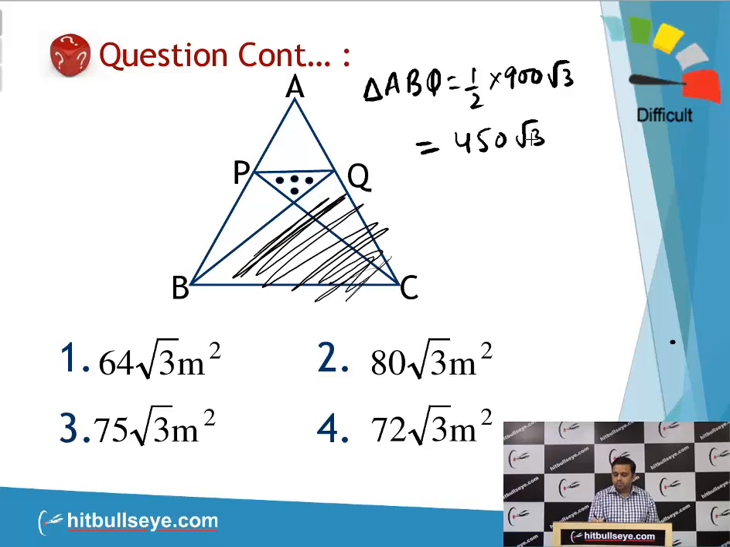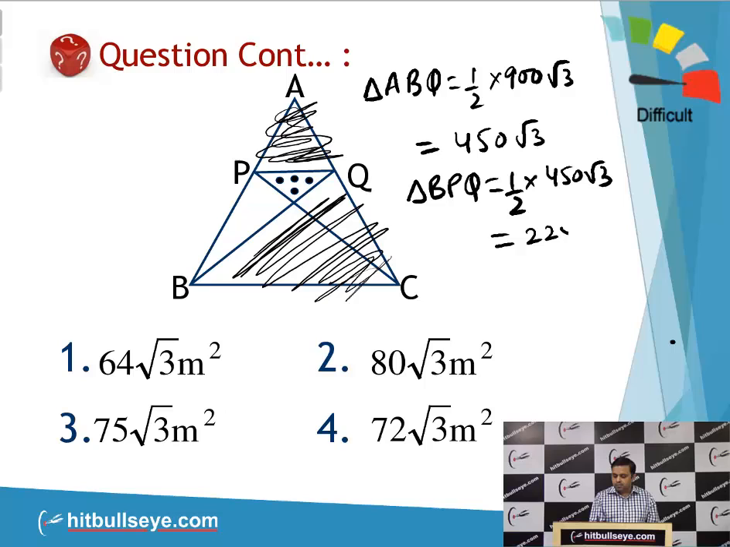450 root 3. Now again, P is the midpoint of side AB. Now concentrate on the triangle ABQ. Since P is the midpoint, so that means PQ is median, and this median will further divide the triangle into two equal areas. That means if I omit this triangle APQ, then the area of triangle BPQ will be further half of the area of triangle ABQ, that is half of 450 root 3, and this value comes out to be 225 root 3.